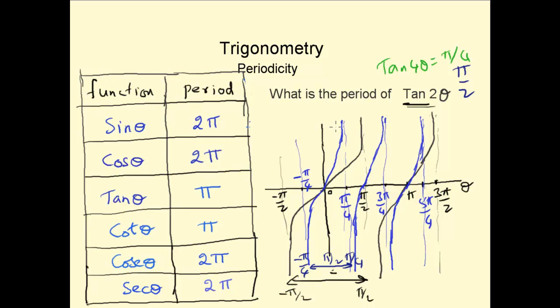This would be even closer. It would start from pi by 8, go here, and then go to minus pi by 8, so the period would be pi by 4. In the same pattern, the period for tan n theta would be pi over n, meaning the period for tan 6 theta is pi by 6, and so on. Now let's generalize the periods for all the trig functions with multiple thetas.